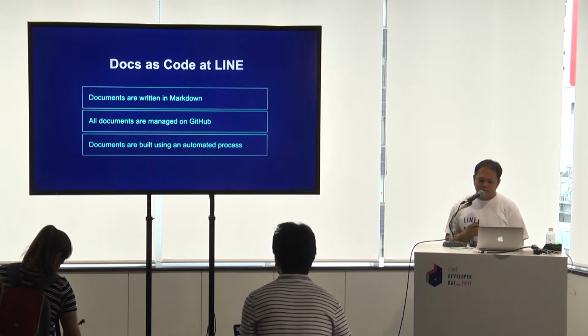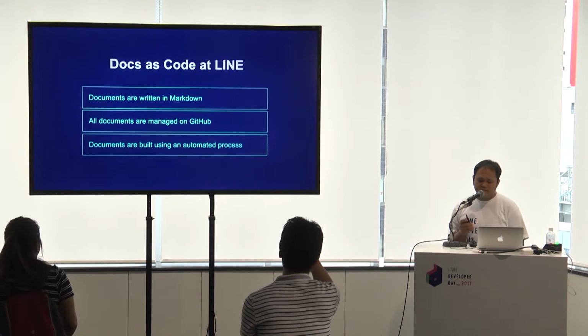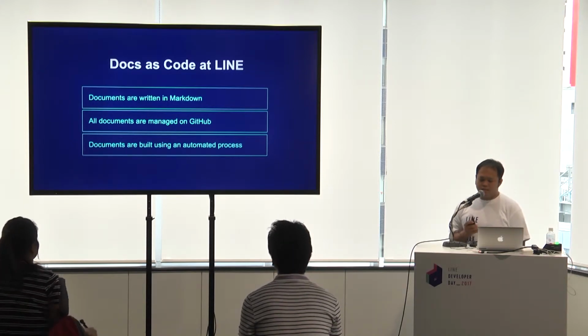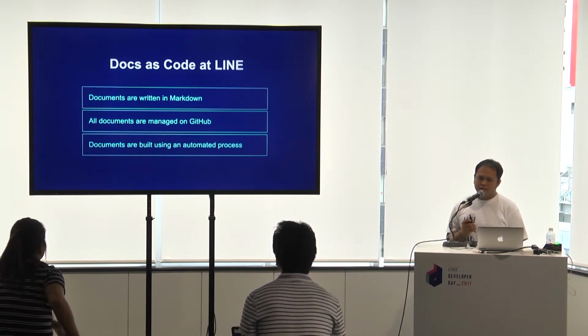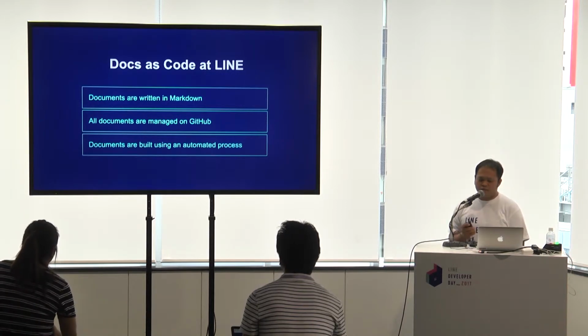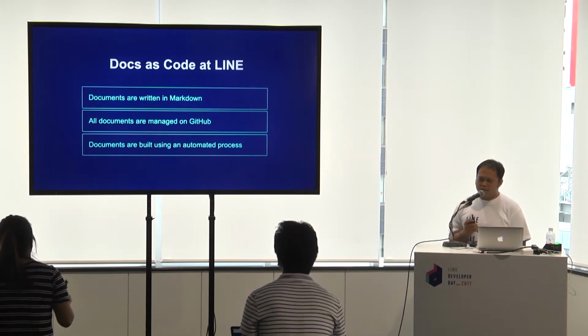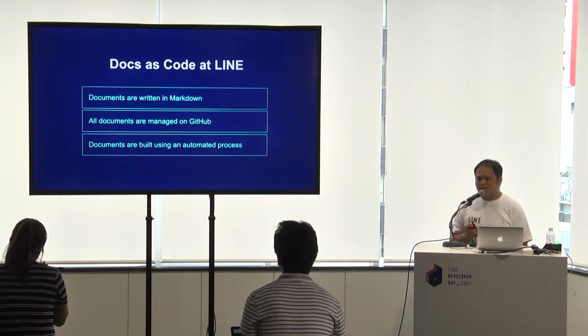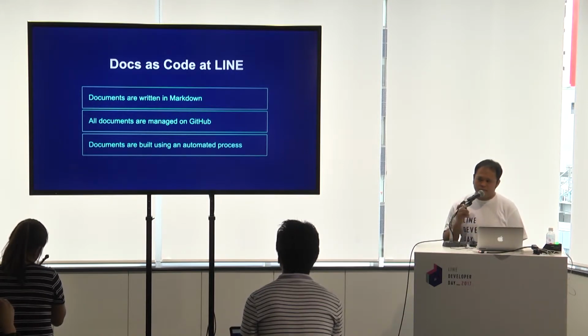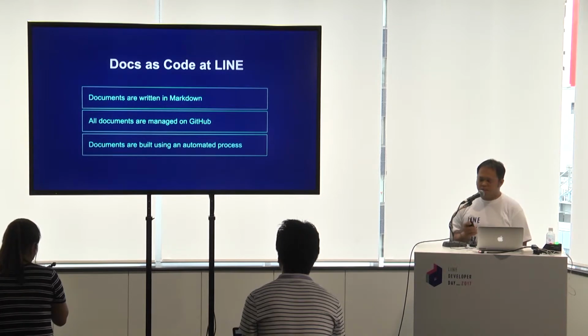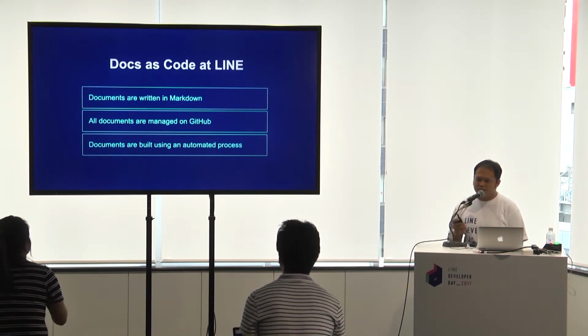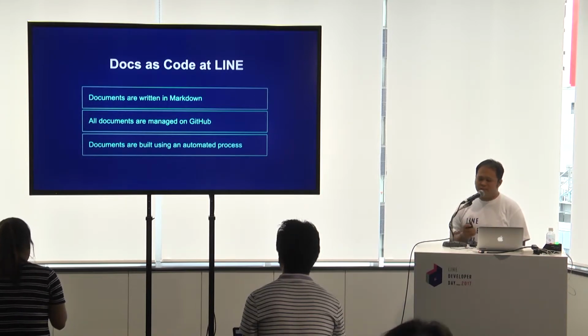At Line, well, at least at the Line Developer Center, we write the documentation using Markdown. So anyone can edit it using any editor of their choice. Also, all of our documentation is managed in GitHub. So all the editors can view the docs, review the docs, and then also make pull requests to contribute to it. And finally, our documents are built using an automated process. So it's automatically built from Markdown to HTML. And we also have some automated testing in there too.